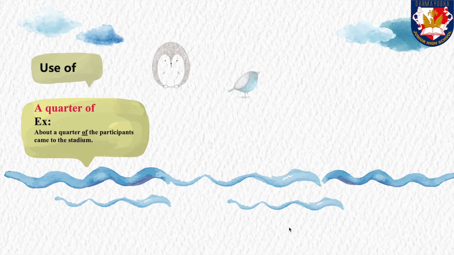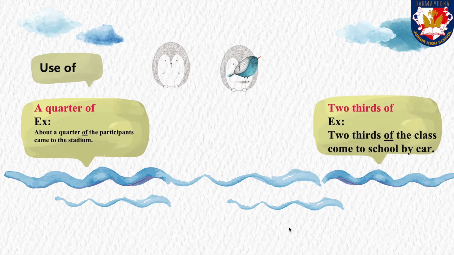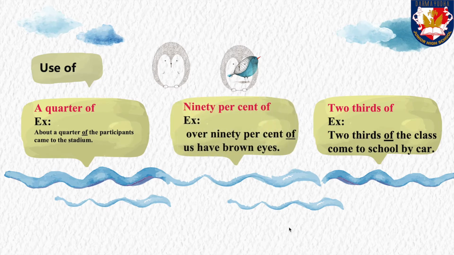The second word is 2/3. You can put of, become 2/3 of. Example, 2/3 of the class come to school by car. The third word is 90%. Become 90% of. As the example, over 90% of us have brown eyes.